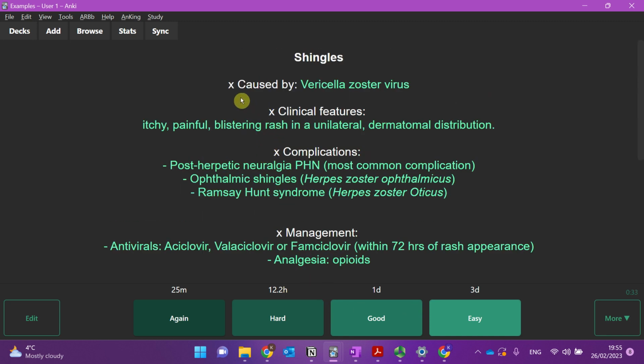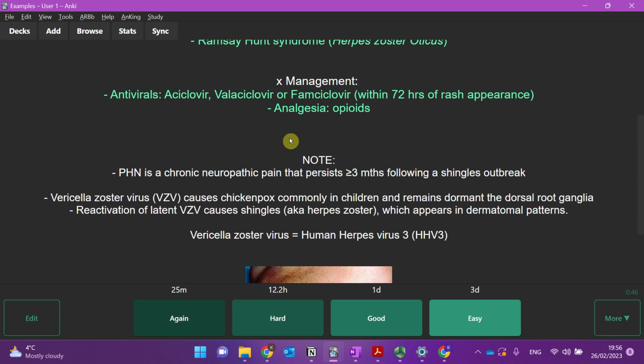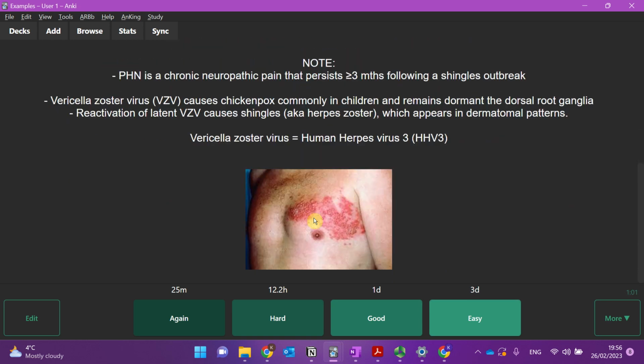The reason why I've been asked before, why do you use the X? The reason why I put X's is because when you review the answer, it will separate out the different categories because it's a lot of text. Okay, and these are the notes. Just talks about the virus, and it's actually a reactivation of the chickenpox virus that affects children, and this is a picture of what it would look like.